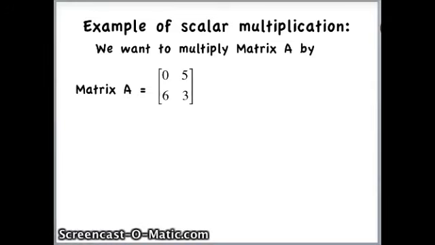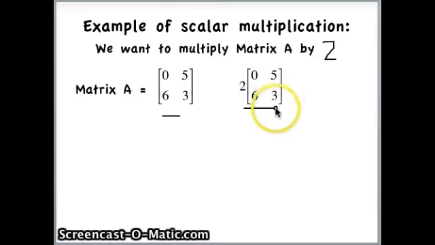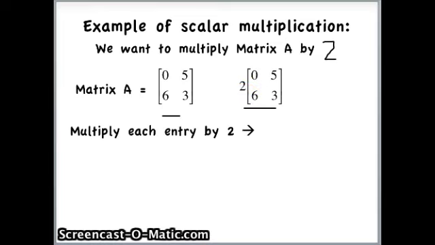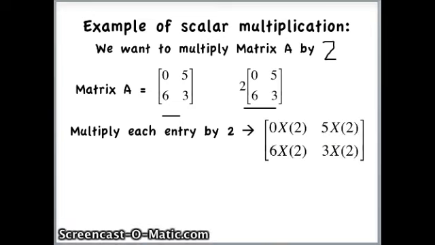So if we wanted to multiply matrix A, as shown here, by the number 2, the first thing we have to do is set up the equation, which would look something like this: 2 in front of the matrix. Next, we're going to multiply each entry by 2, as shown here. The resulting matrix looks like this.